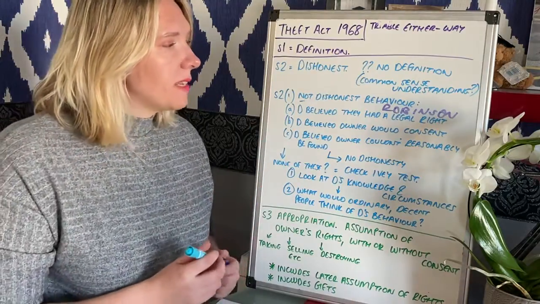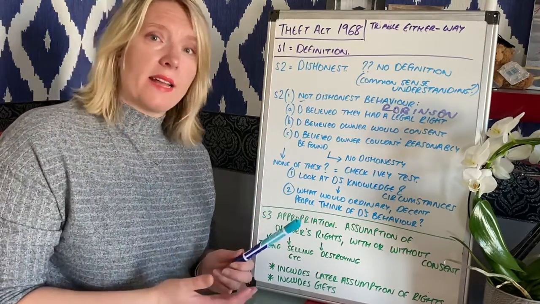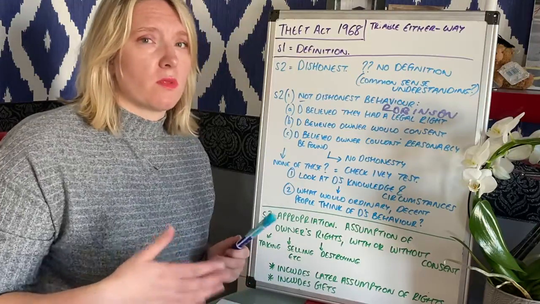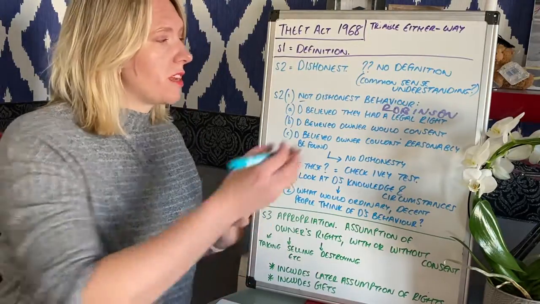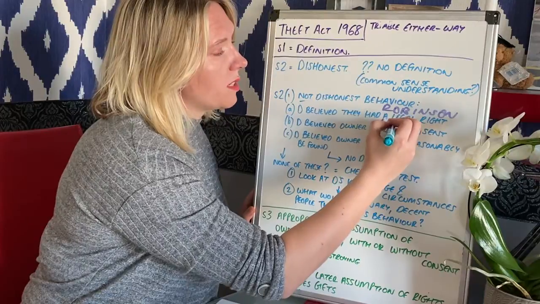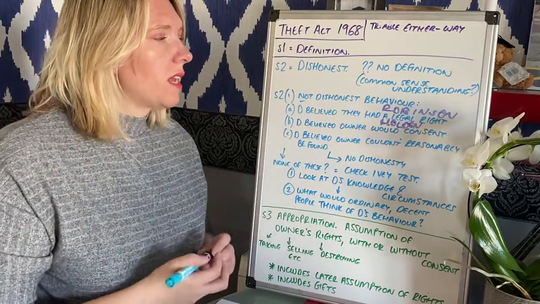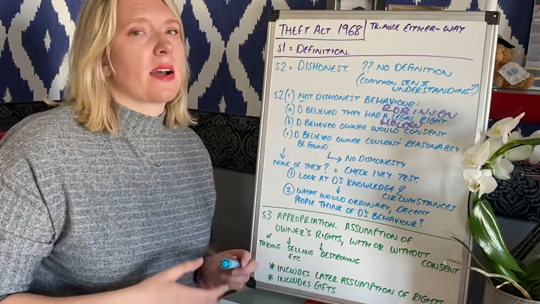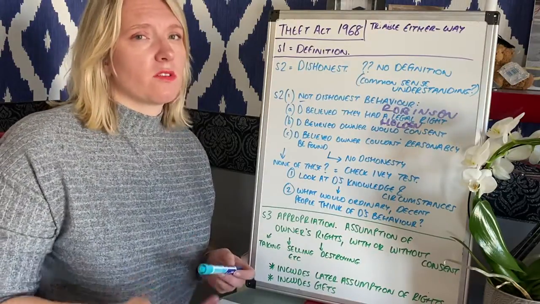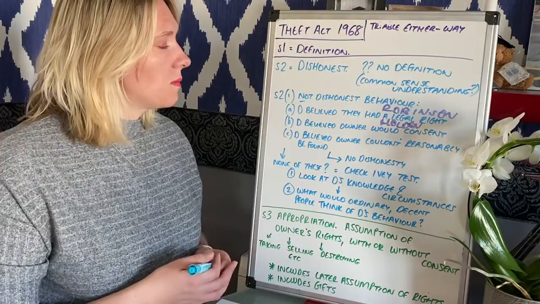Section 2(1)(b) is if you believe that the owner would consent. So this might be, for example, if you know the person, the owner of the property really well. So in Holden, he took tyres from his employer's workshop thinking the owner would consent because other staff did it. And that's even though his contract specifically said he wasn't allowed to take things.